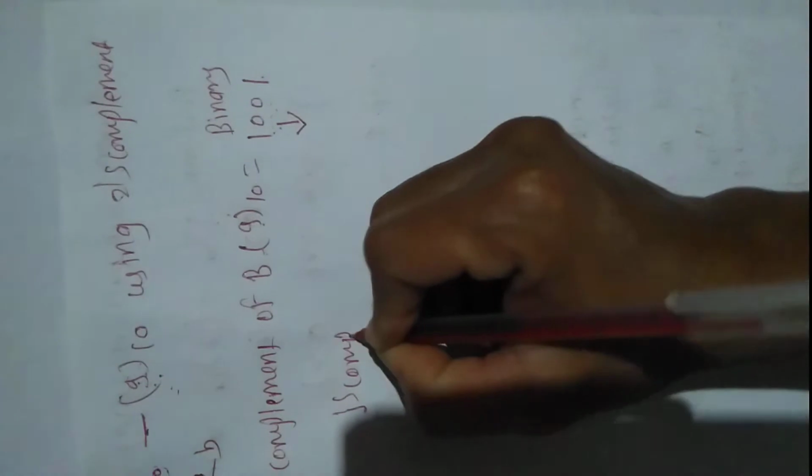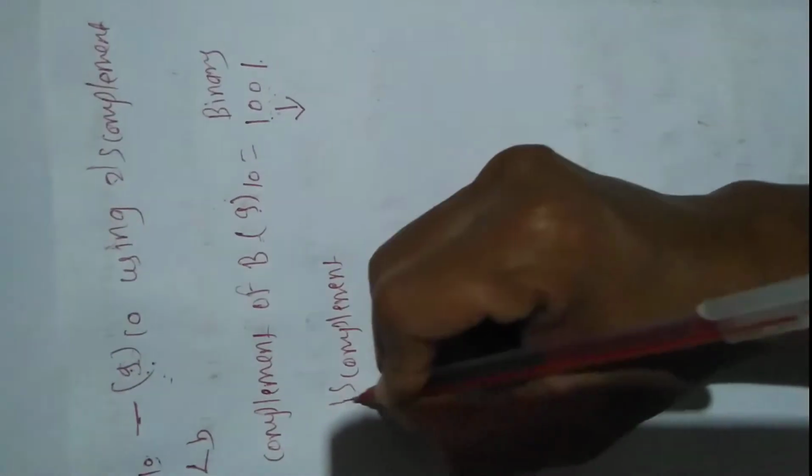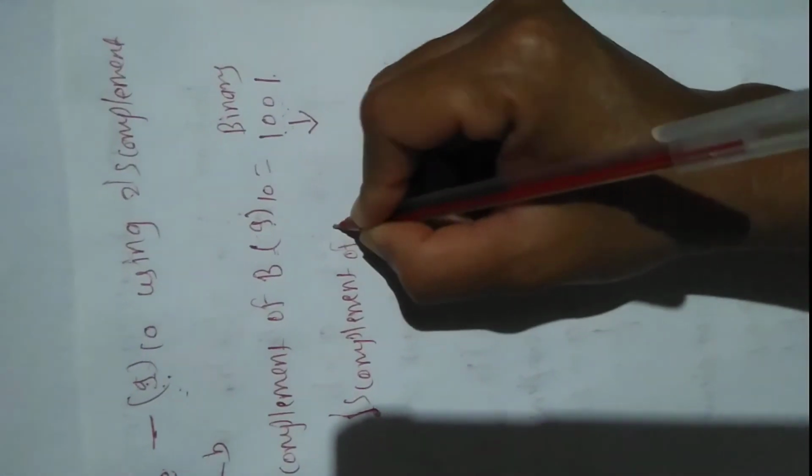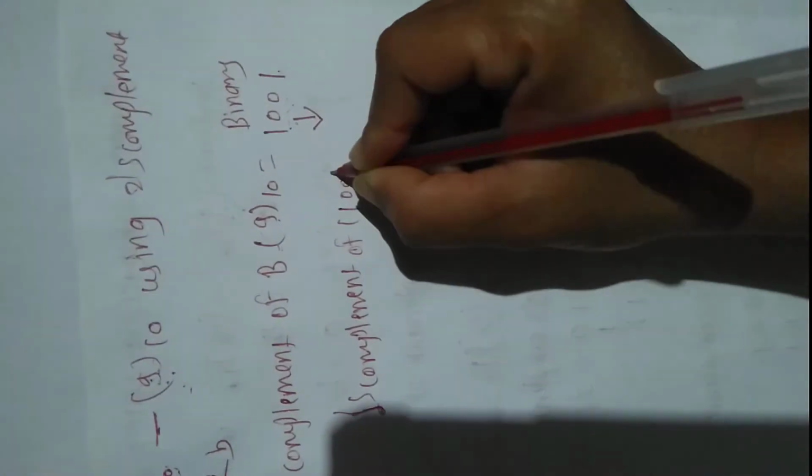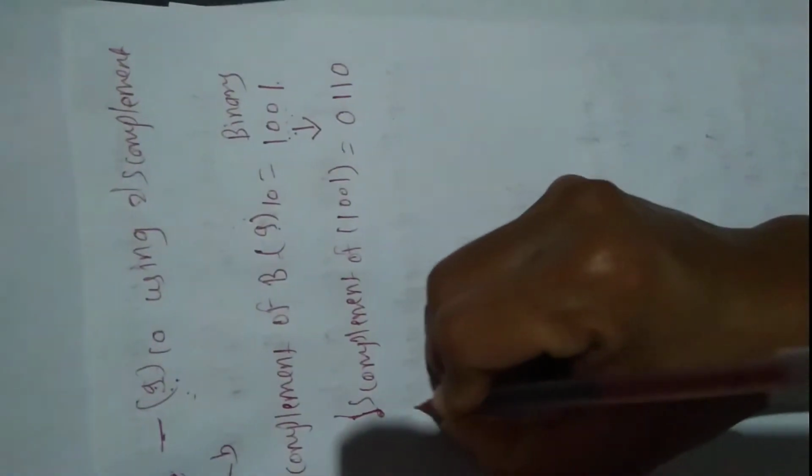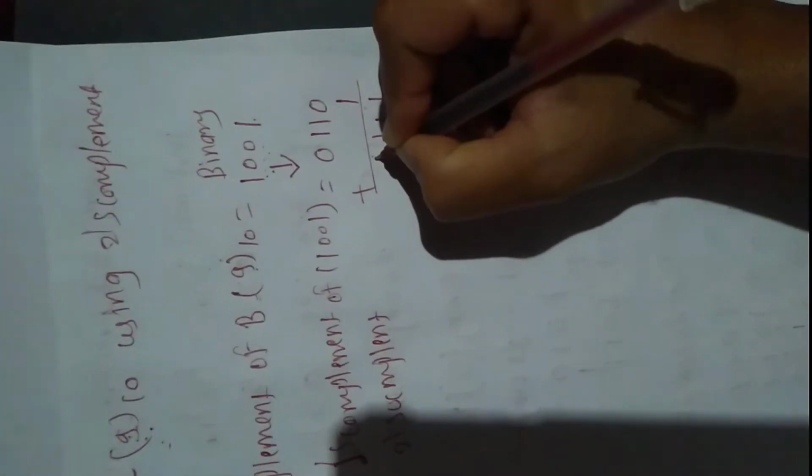So take first the 1's complement of 1001, that is 0110. Then for the 2's complement, add 1 here. So 0110 plus 1 gives 0111. This is the 2's complement of 9.